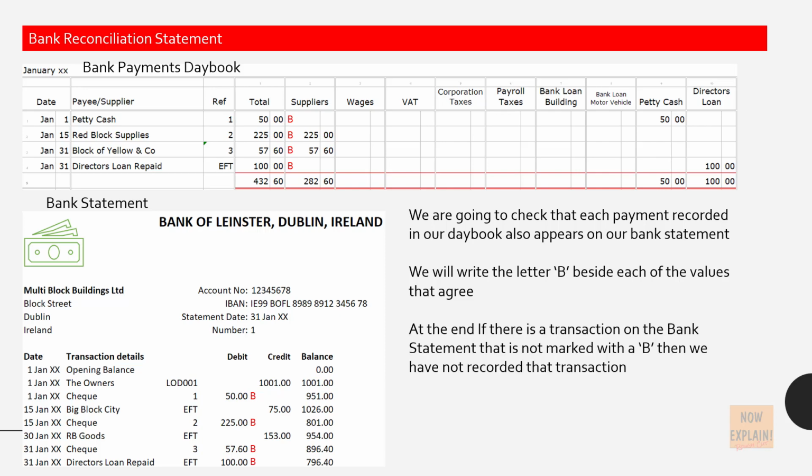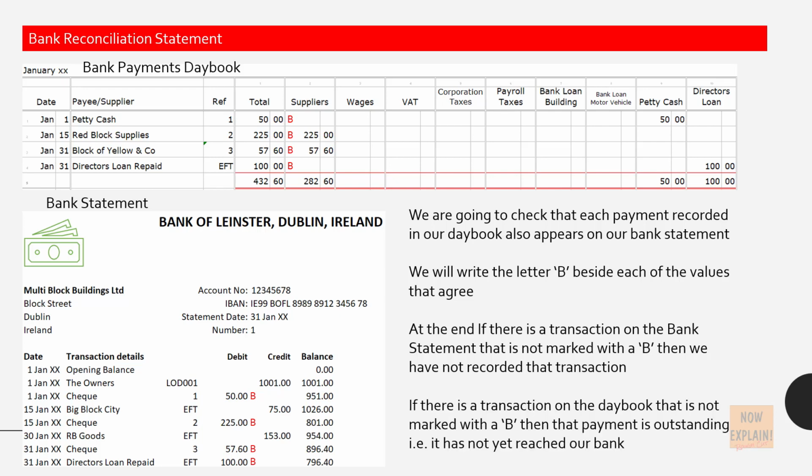At the end, if there is a transaction on the bank statement that is not marked with a B, then we have not recorded that transaction. If there is a transaction on the daybook that is not marked with a B, then that payment is outstanding. That is, it has not yet reached our bank.